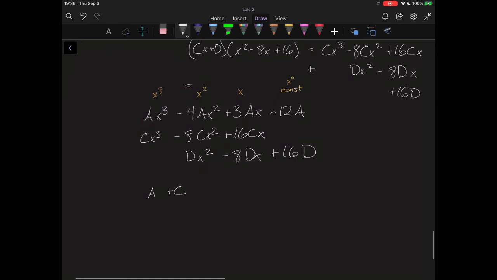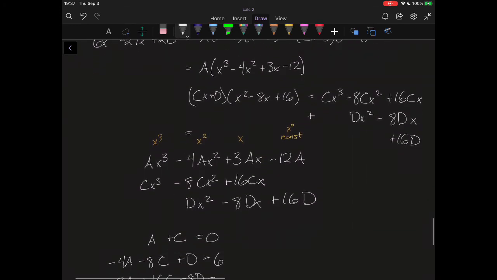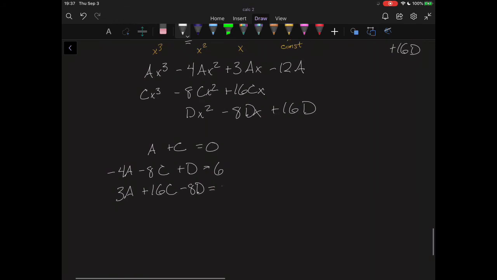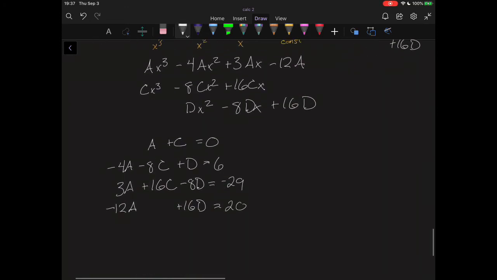So we know now that a plus c is equal to 0 because the left-hand side has no x cubed terms. We know that negative 4a minus 8c plus d is equal to our x squared term, which is 6. And we have 3a plus 16c minus 8d is equal to our x term, which is negative 29. And we have negative 12a plus 16d is equal to our constant term, which is 20.